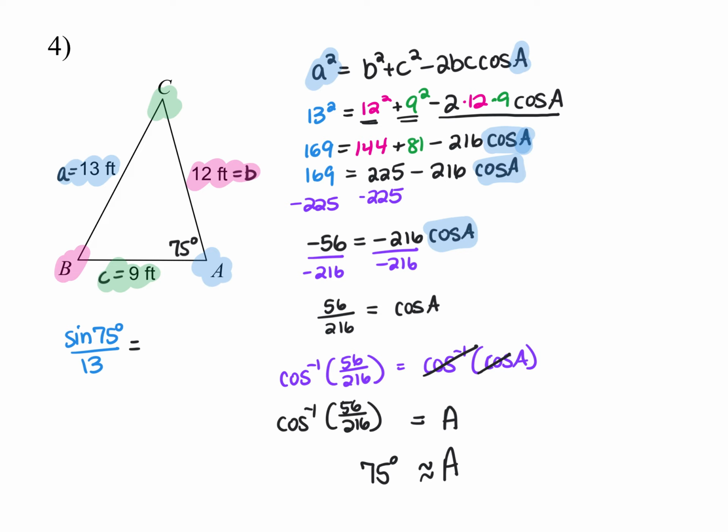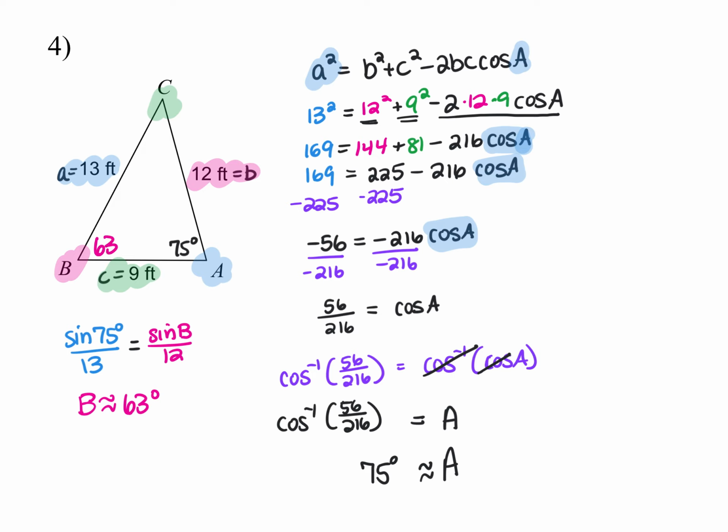I'm going to go ahead and find angle B. So I would say sine of angle B over 12. And then at that point, you should be able to just solve that equation using the skills that we did in the law of sines video. If you need some help with that, go back and watch that video again. But you're going to get that angle B should be right around 63 degrees. So we're going to call angle B approximately 63 degrees.